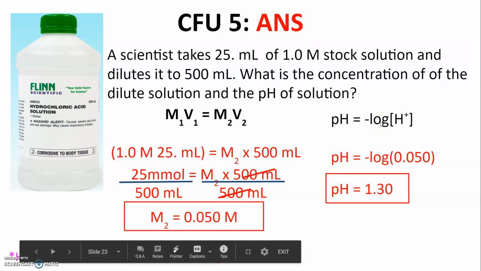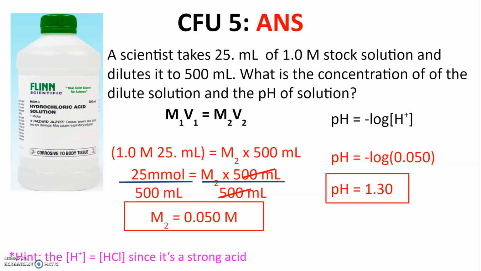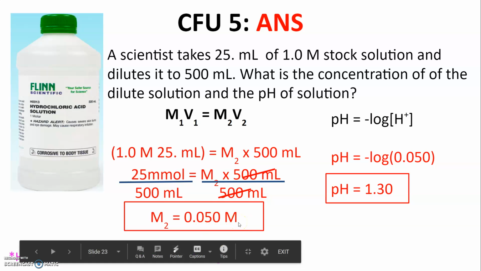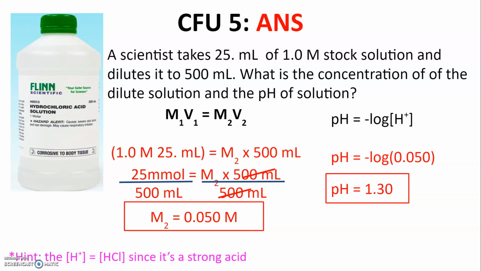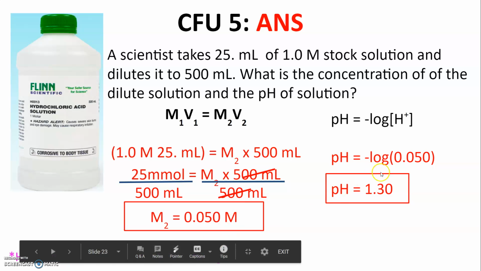Now the pH is equal to negative log of the concentration of H+. We found the concentration of HCl over here. But remember, for an acid, the concentration of H+ will be equivalent to the concentration of the acid. They're going to be the same thing. So you just take this number and plug it in, and that's how you get the pH.